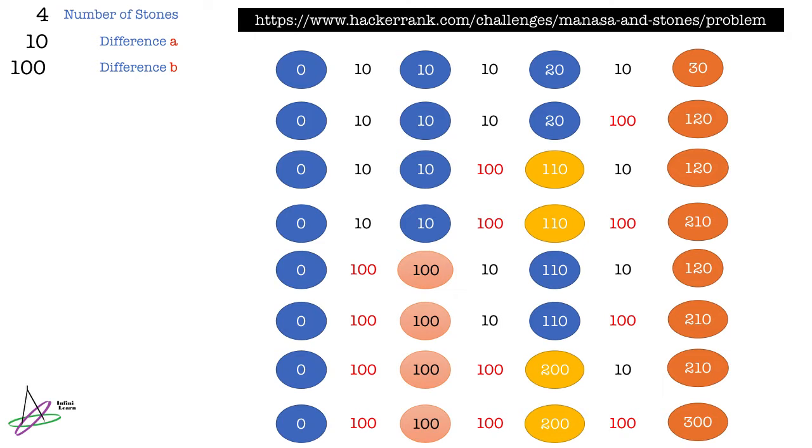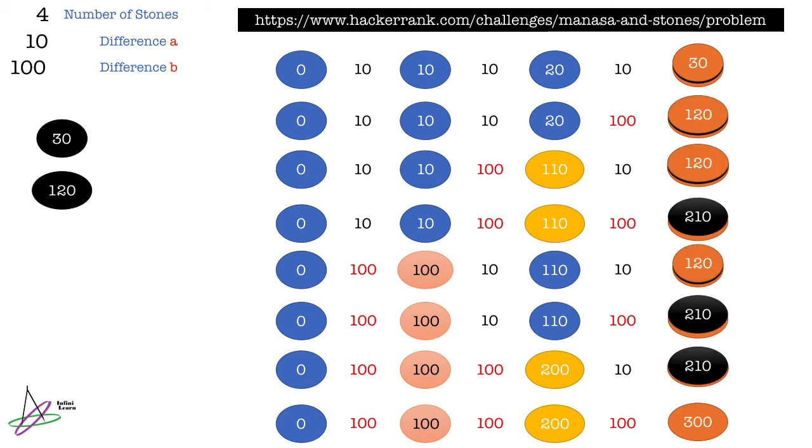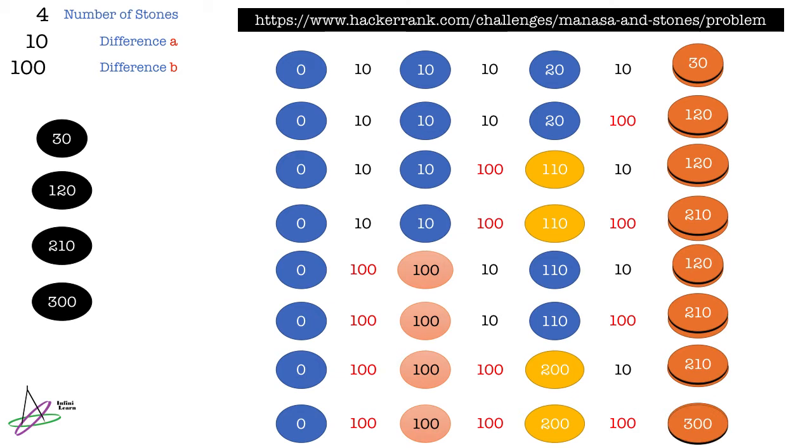So let's see all the possible values that we have on the last stone. One is 30, the second one is 120, the third is 210, and the fourth is 300. So this becomes our answer. So our guess is any of these: 30, 120, 210 and 300. If we have programmed the result for this input to be these values, then we have successfully solved this problem.